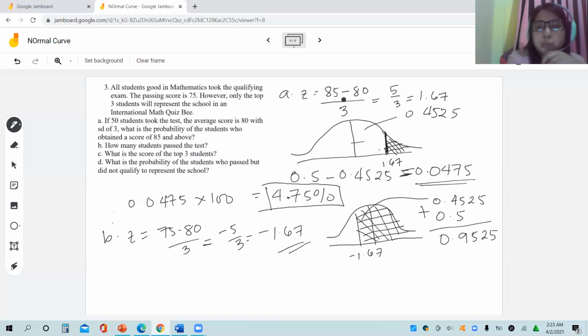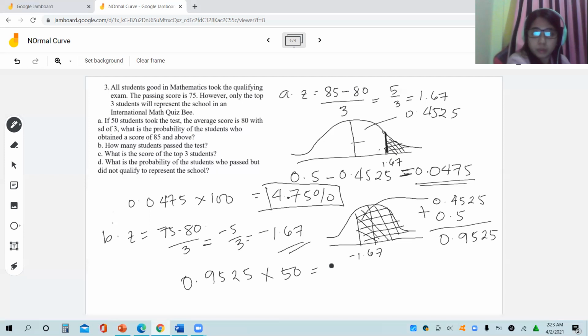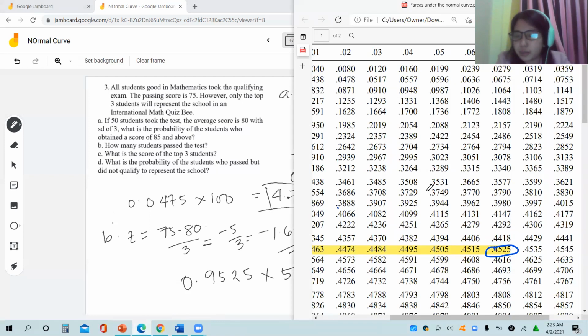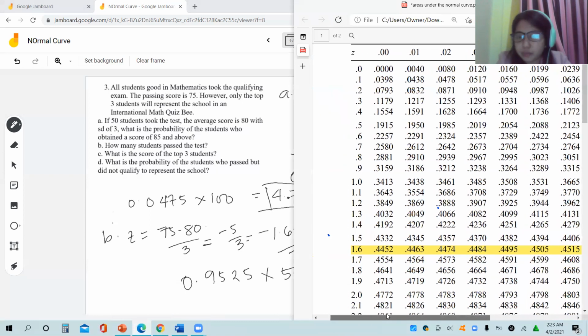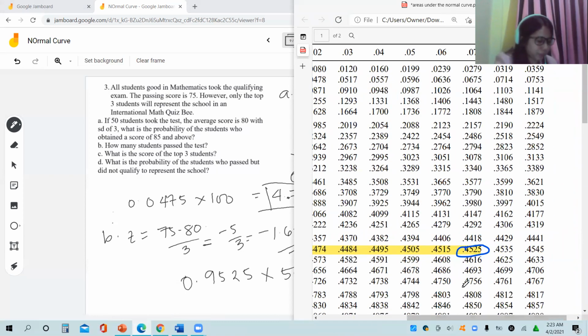But we are asked how many students passed the test. So what will we do with 0.9525? We know that the total number of students who took the test is 50, which means we will multiply 0.9525 by 50. Let us double check if we have used the correct value, 0.4525.